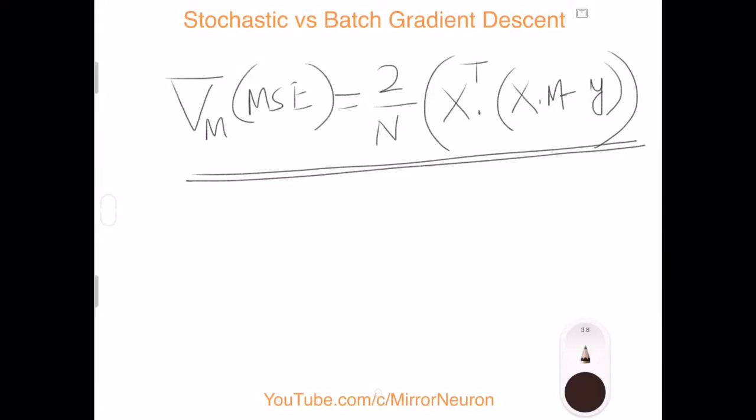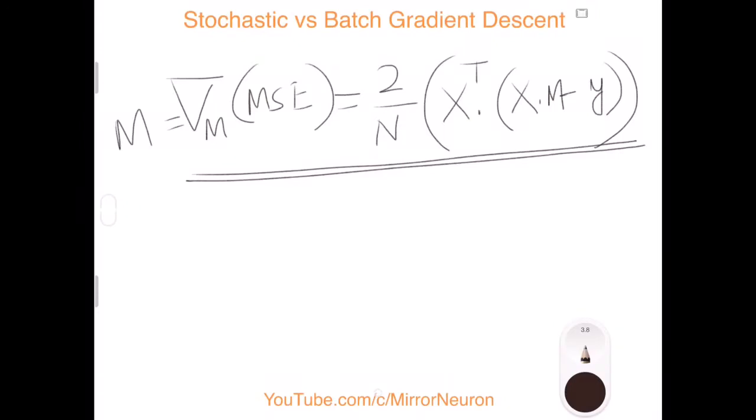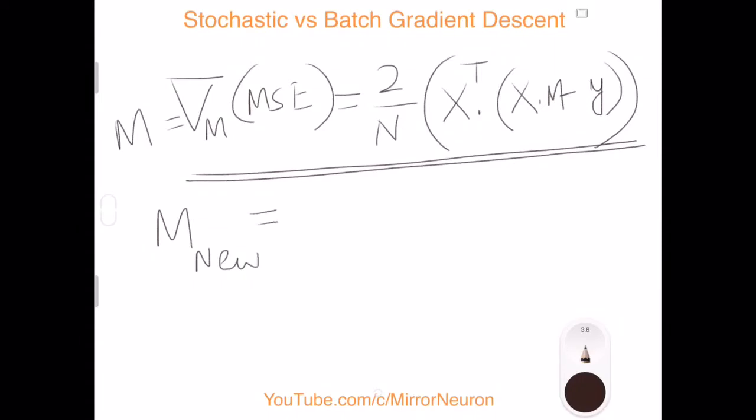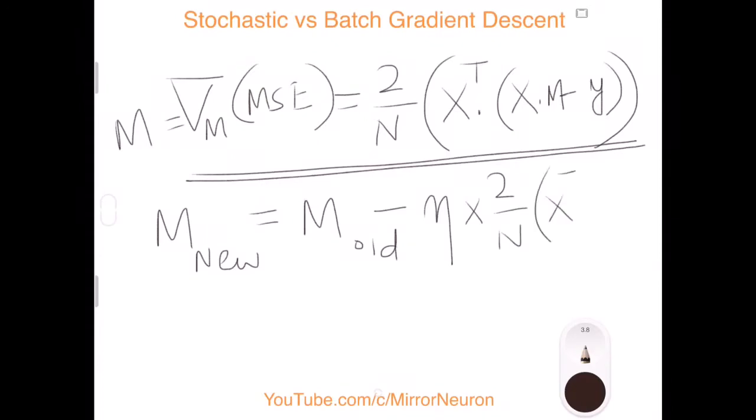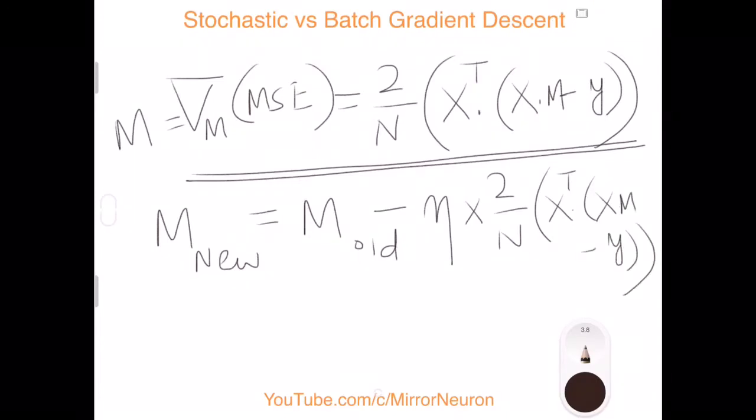Now this actually gives you some model parameters m. Now what will be the next m? And that also we have seen. The new m is nothing but your m old, or the old coefficients, minus some learning rate times this above expression, which is 2 over n x transpose x dot m minus y. Okay, so this way you keep updating your model parameters.